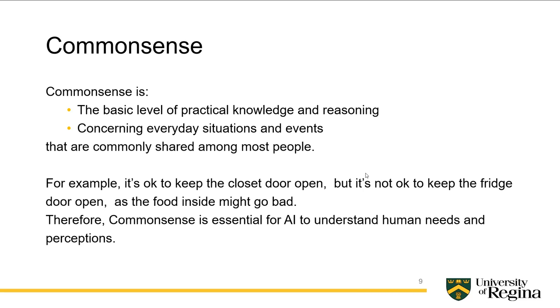And common sense is the basic level of practical knowledge and reasoning, considering everyday situations and events that are commonly shared among most people. For example, it's okay to keep the closet door open, but it's not okay for the fridge because the food inside it might go bad. Therefore, common sense is essential for AI to understand human needs and perception. For example, humans know the door of the fridge is different from the door of a closet.